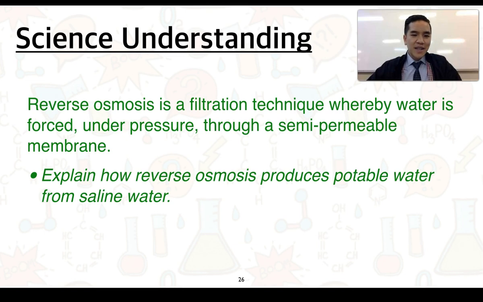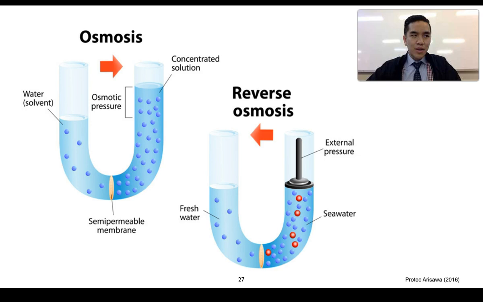This leads into the next science understanding. Reverse osmosis is a filtration technique whereby water is forced under pressure through a semi-permeable membrane. You'll need to be able to explain how reverse osmosis produces potable water from saline water. Before we can talk about reverse osmosis, we need to talk about what osmosis is.